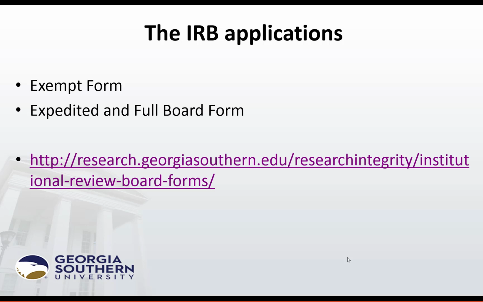There are two primary forms that can be completed to undergo IRB review. The first is the exempt form, and the second is the expedited and the full board form. Although expedited and full board categories of review are separate, they utilize the same form. Let's take a closer look at these forms on the Office of Research Integrity's website.